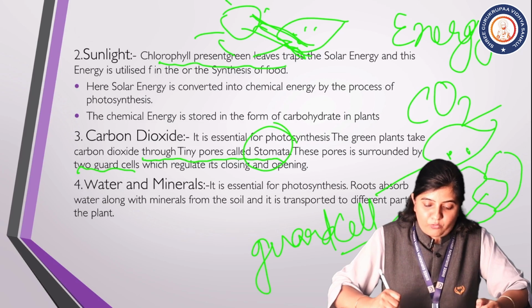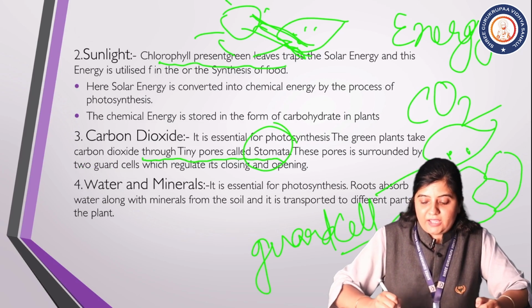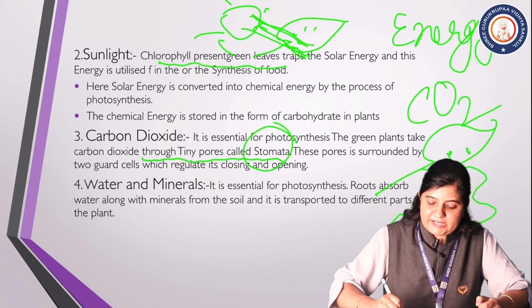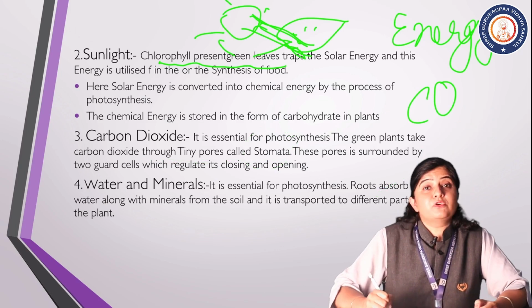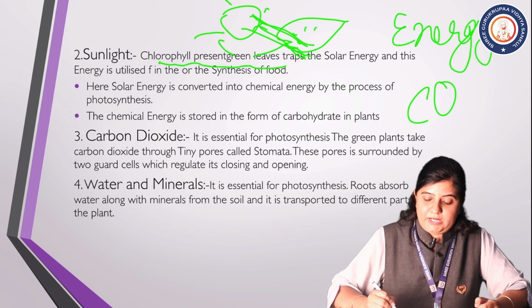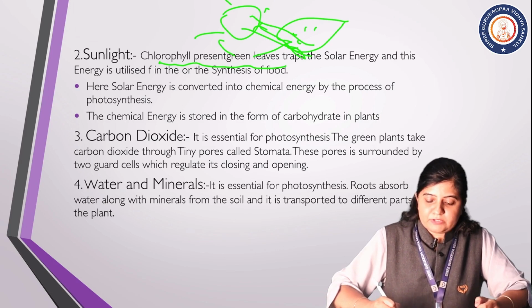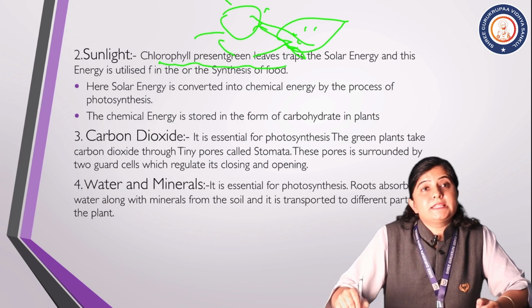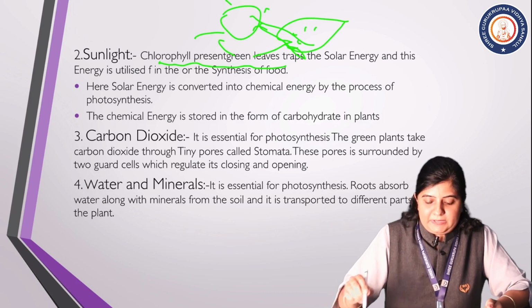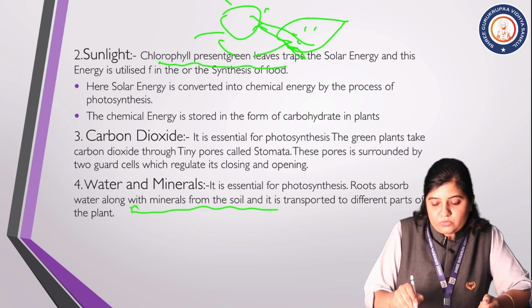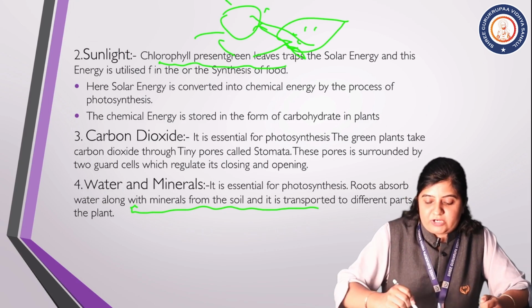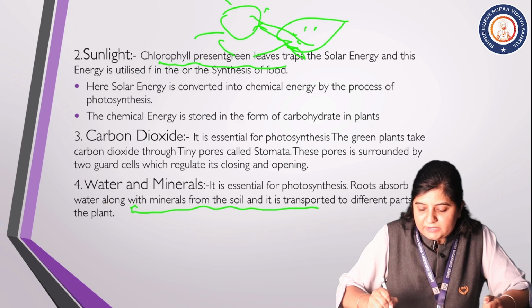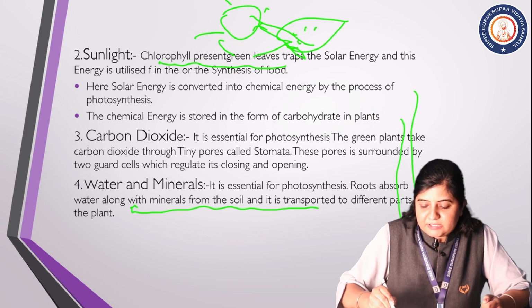Next is the water and mineral. As I have told you, there are four raw materials required for the process of photosynthesis, and the fourth one is water and mineral. As we are giving water to the plants in the soil, through the soil the roots of the plant absorb the water and mineral. So the roots absorb the water and mineral from the soil, and it is transported from the roots of the plant to various parts of the plant.